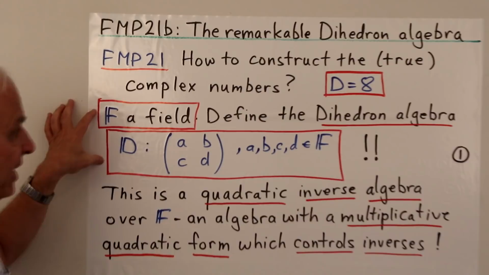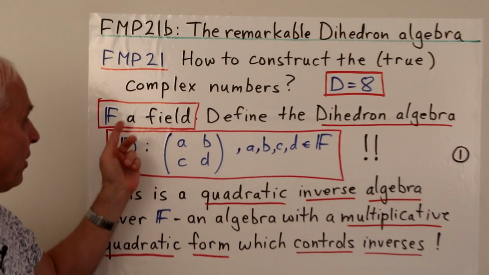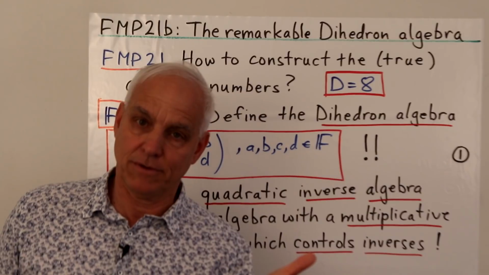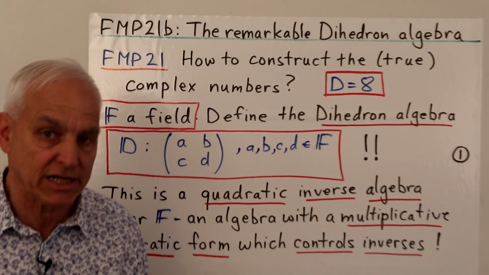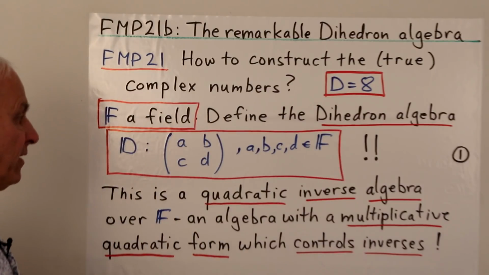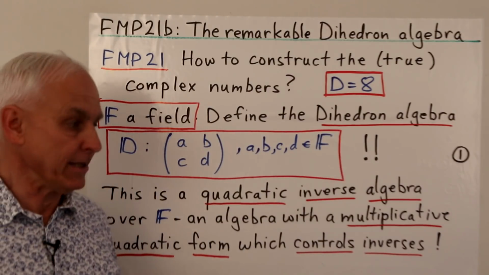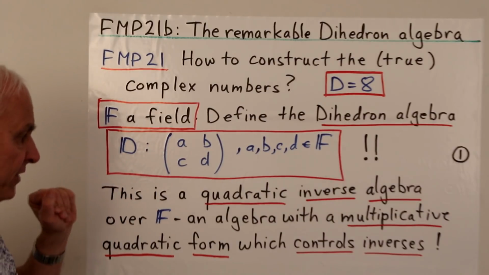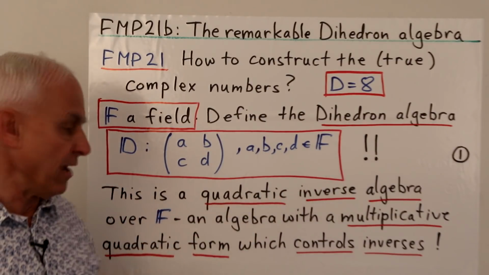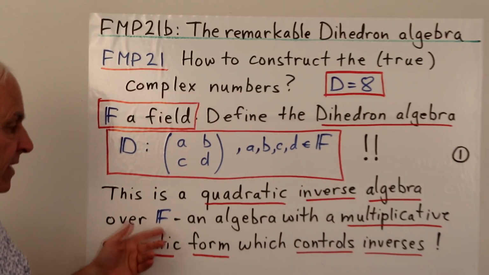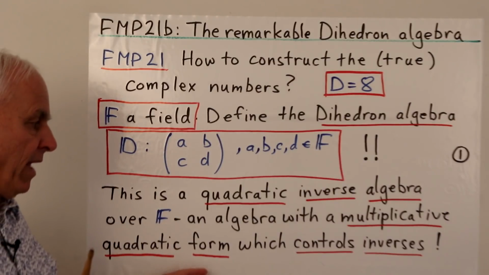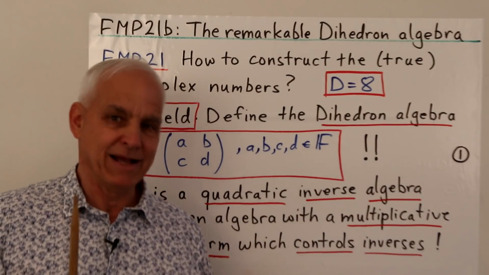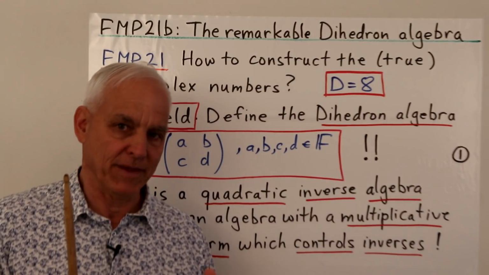Okay, so the crucial thing is to define this dihedron algebra. So we start with a field. Okay, so F is a field in great generality. And then the dihedron algebra is the algebra of 2 by 2 matrices with entries in the field. And we'll denote that by D. Now, it turns out that this is what we're going to call a quadratic inverse algebra over the field F. It's an algebra with a multiplicative quadratic form. And that multiplicative quadratic form controls inversion in the field.